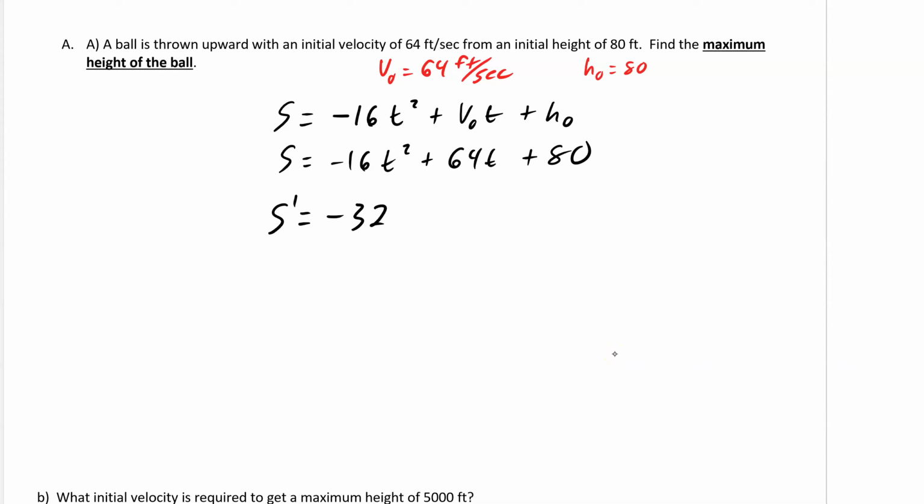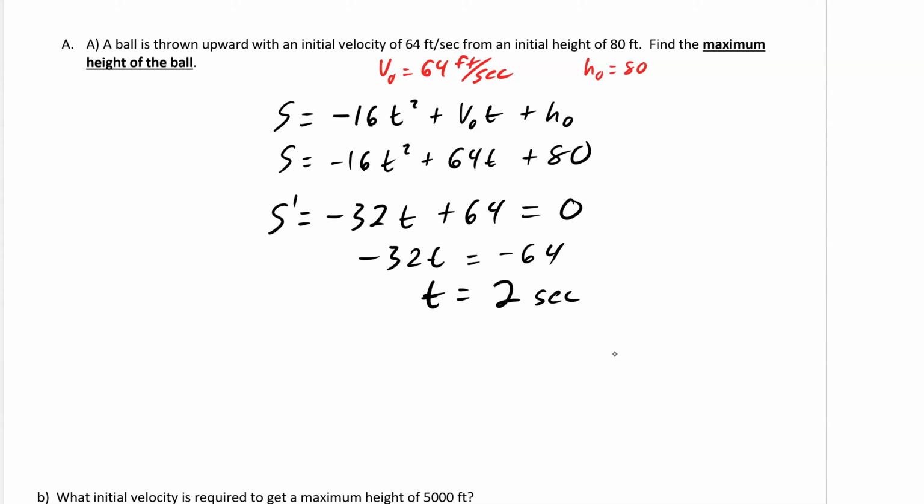So negative 32t plus 64 equals 0. So negative 32t equals negative 64. That means t equals 2. So at 2 seconds, because it's feet per second, we're going to hit our max height. They want to know what the max height is. So again, we plug it in, and we see what we get.